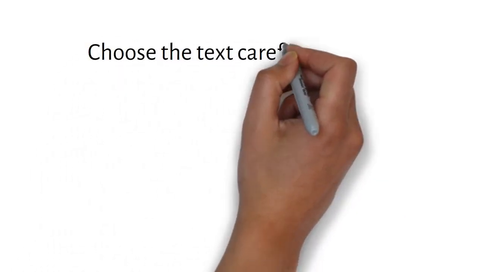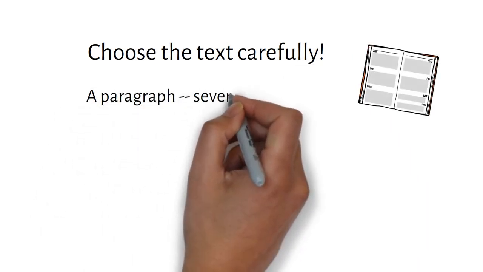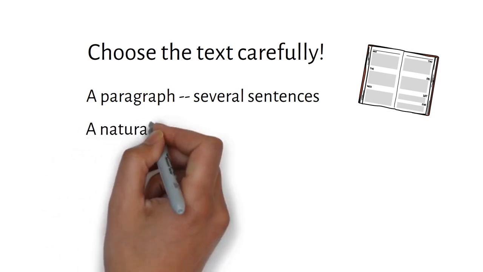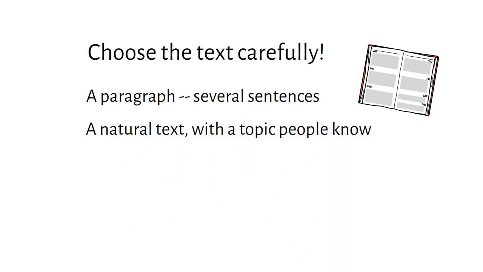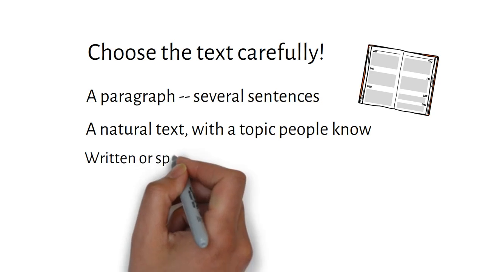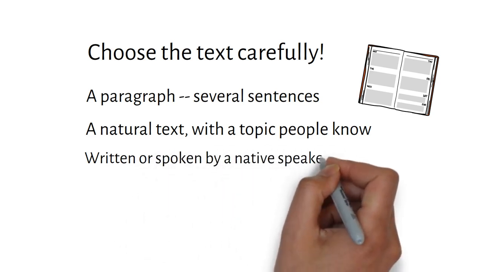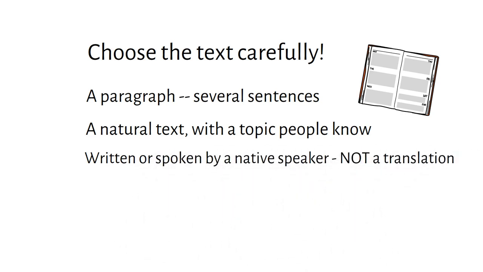First, choose the paragraph or text carefully. It should be several sentences long, not just one sentence. So it could be one or maybe two paragraphs. The text should be a natural one with a topic that people know about. It should be written by a native speaker of the language, not a translation from the outside.